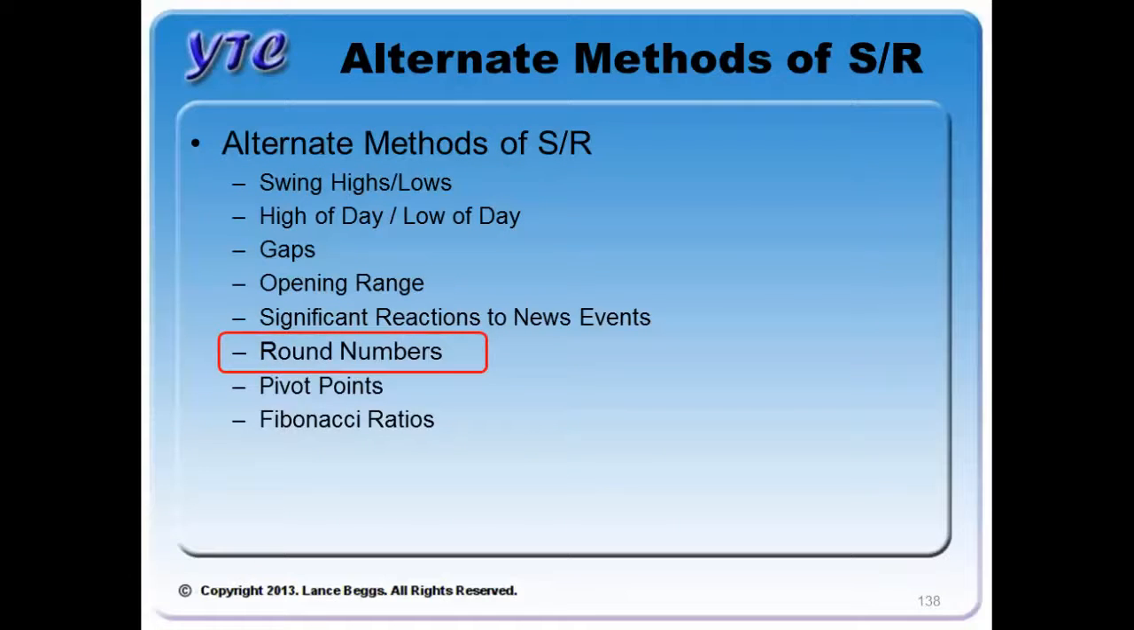A further type of SR used by traders is significant round numbers. So in Forex, this might be the 100 levels. In low-priced stocks, it might be each dollar value. In high-priced stocks, it might be each $10 value. So any value that's a nice round number.